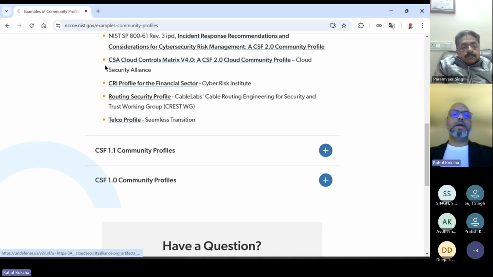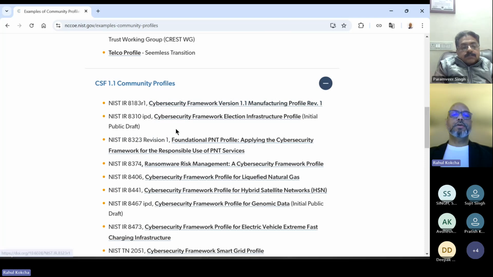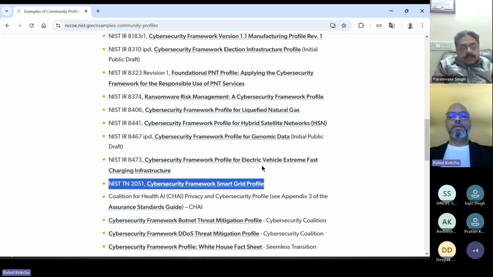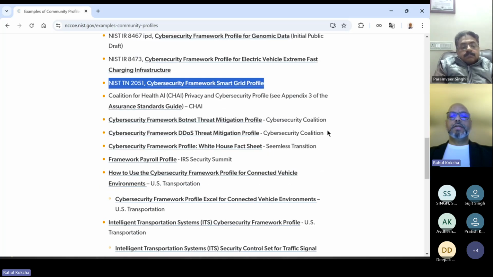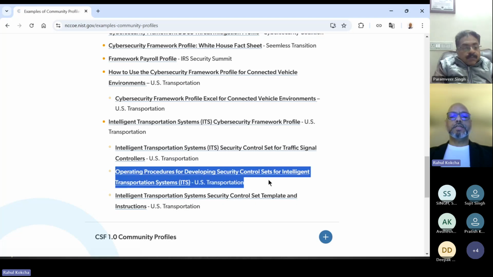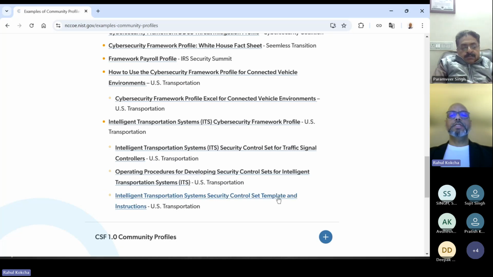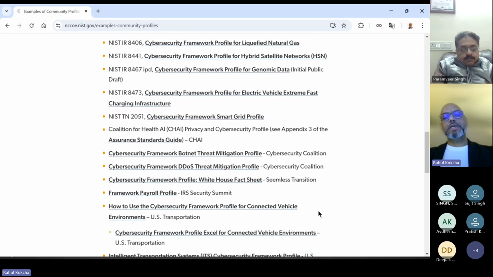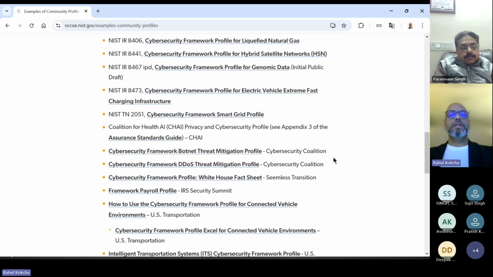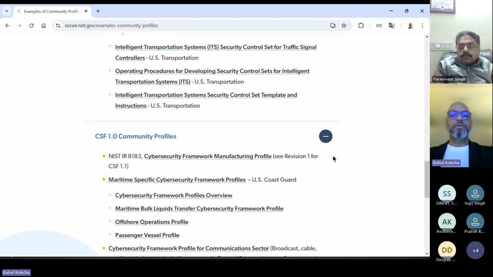This one is mapped with CSA cloud controls. This is with CRI, the Cyber Risk Institute. For example, this is smart grid. This one is for threat mitigations. This one is the operating procedure for security control, state intelligence, transport system. This is for transportation. All these are details giving the guidelines for implementing cybersecurity. This is for the health industry, a privacy and cybersecurity profile. So these are all profiles created and made available to organizations.